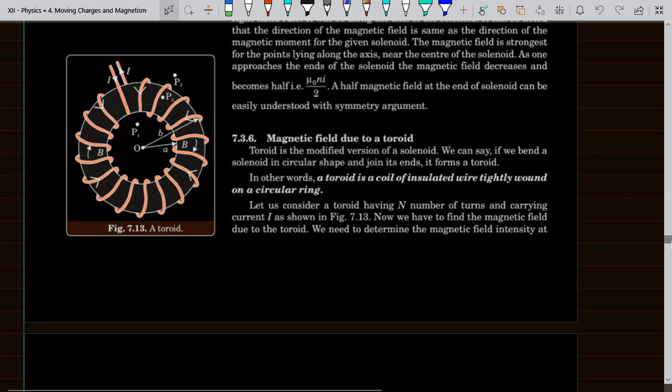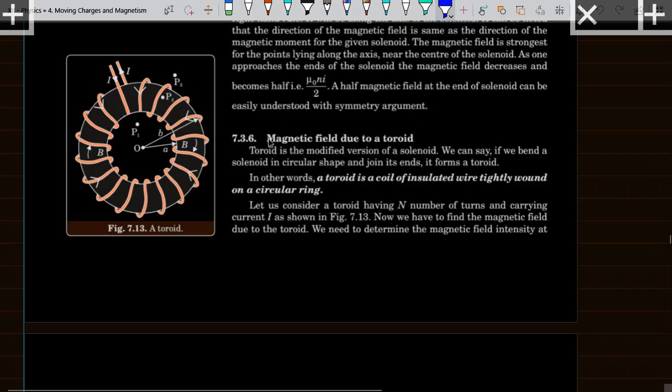Magnetic field due to a toroid. Toroid is the modified version of a solenoid. We can say if we bend a solenoid in a circular shape and join its ends, it forms a toroid.